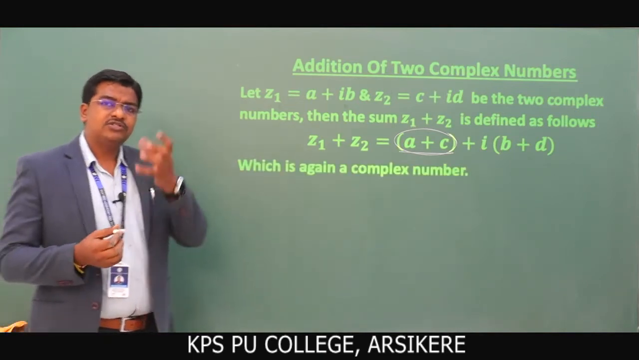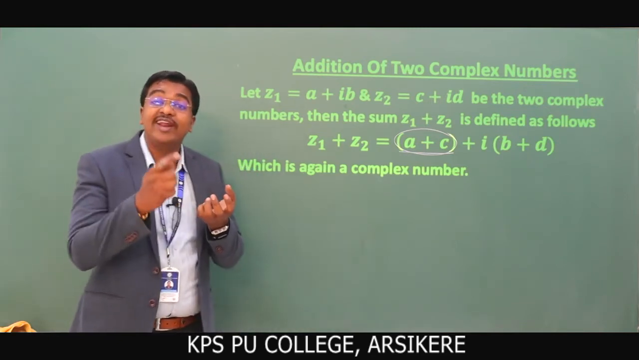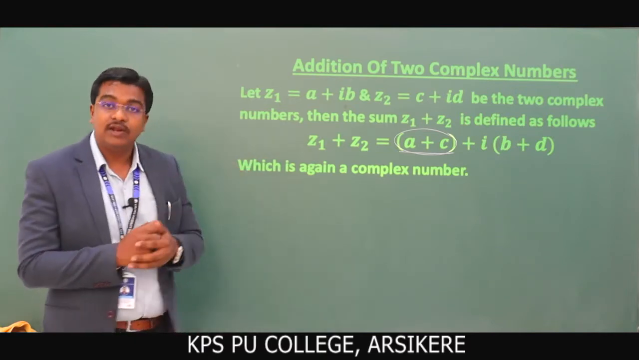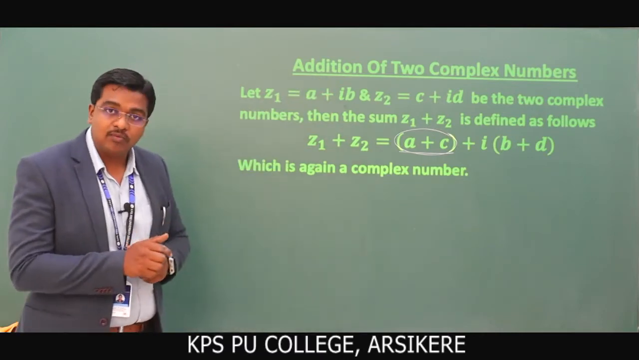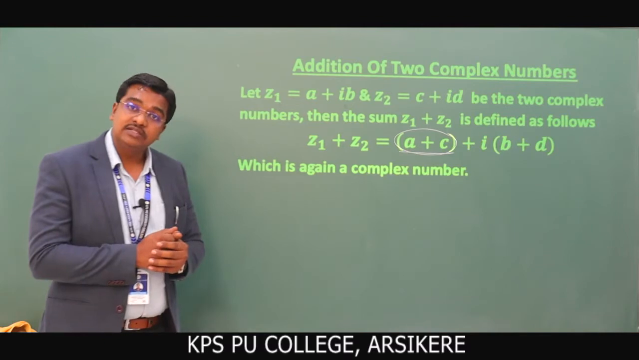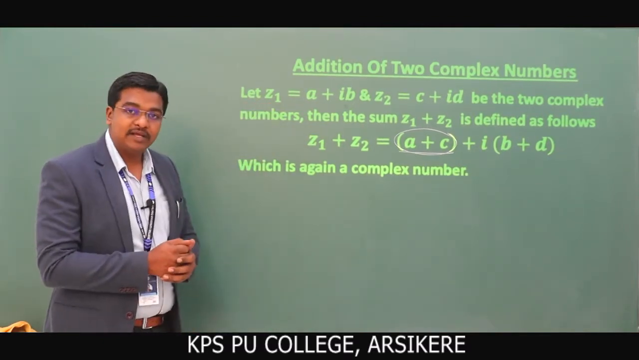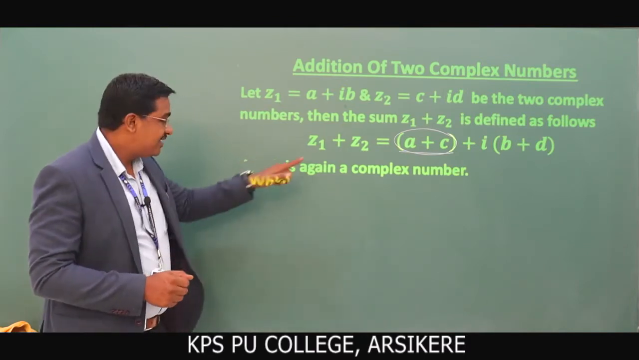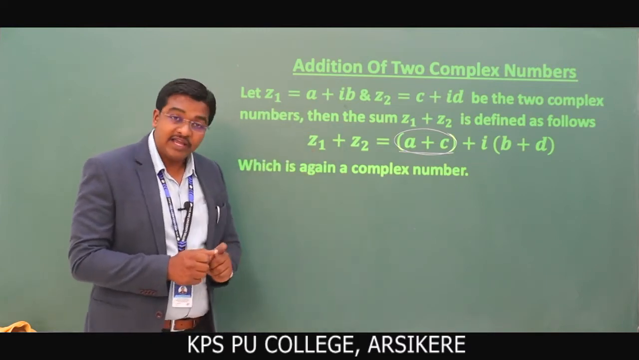Again, obviously the sum of any two real numbers is again a real number. The sum of two natural numbers is again a natural number. At the same time, the sum of two complex numbers, here z1 is one complex number and z2 is another complex number, their sum becomes again a complex number. Just observe here, z1 is equal to a plus ib and z2 is equal to c plus id. Their sum z1 plus z2 is equal to a plus c plus i into b plus d.